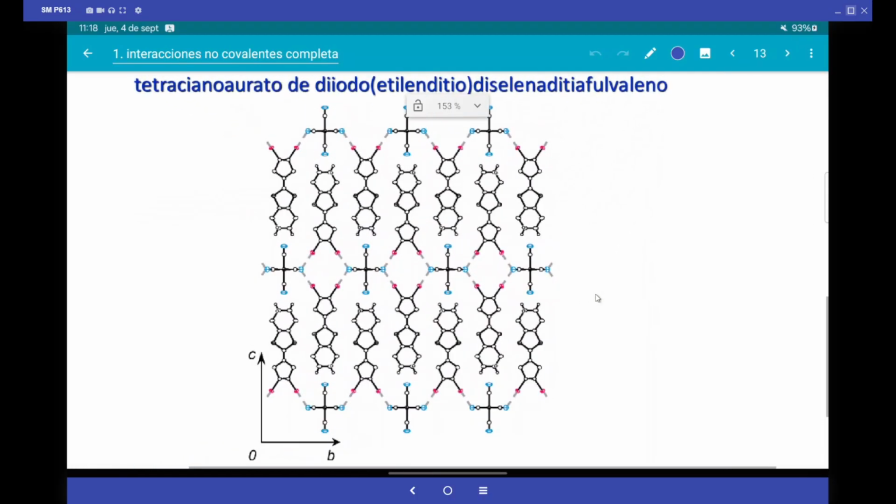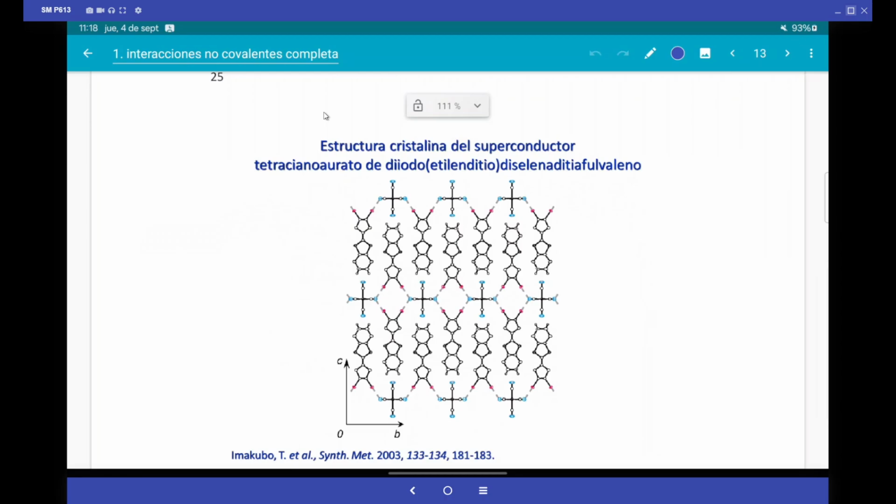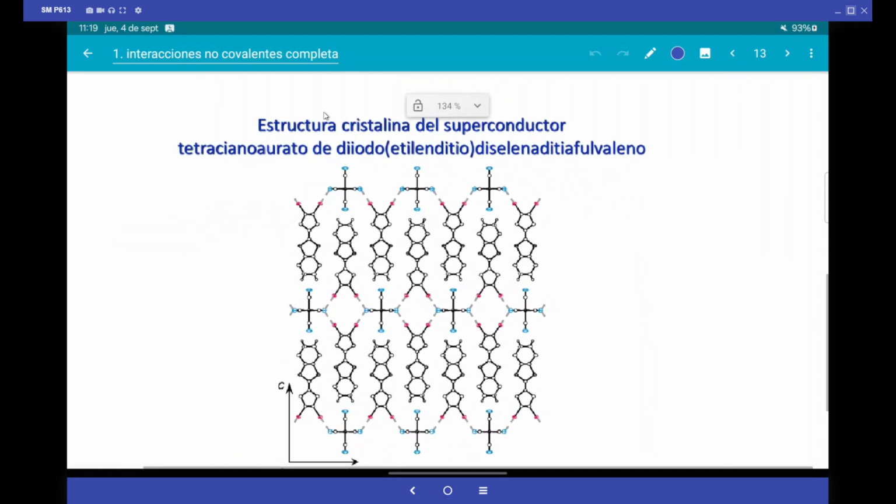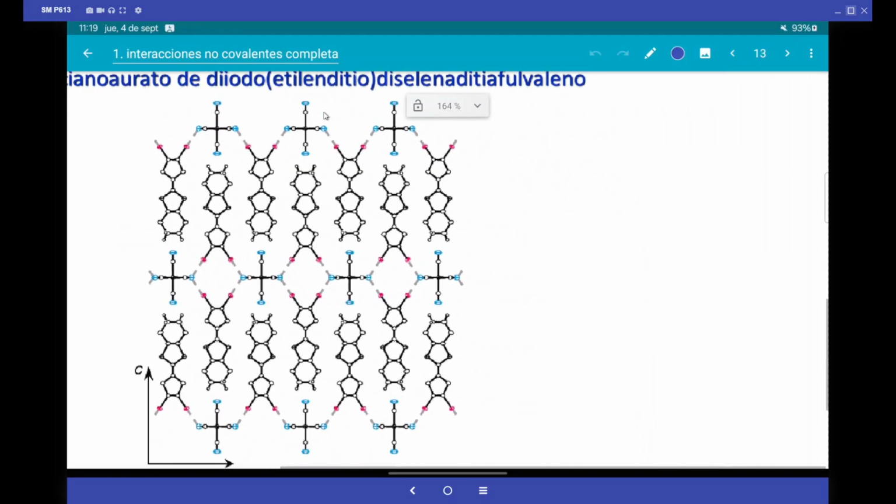And here we have a concrete example. This is a system of conductor crystal, a superconductive crystal, which therefore allows the flow of electrons from one side to the other of the molecular crystal quite easily. Remember that superconductors are characterized by not offering resistance, and therefore the energy is practically not lost. It is not lost in the form of heat or noise.